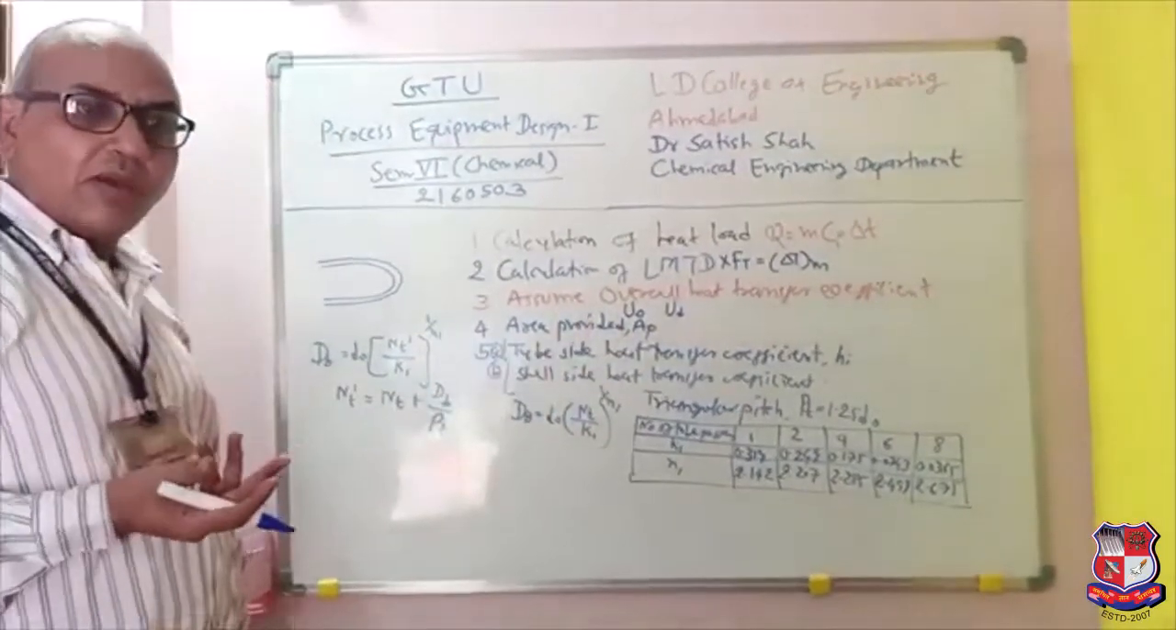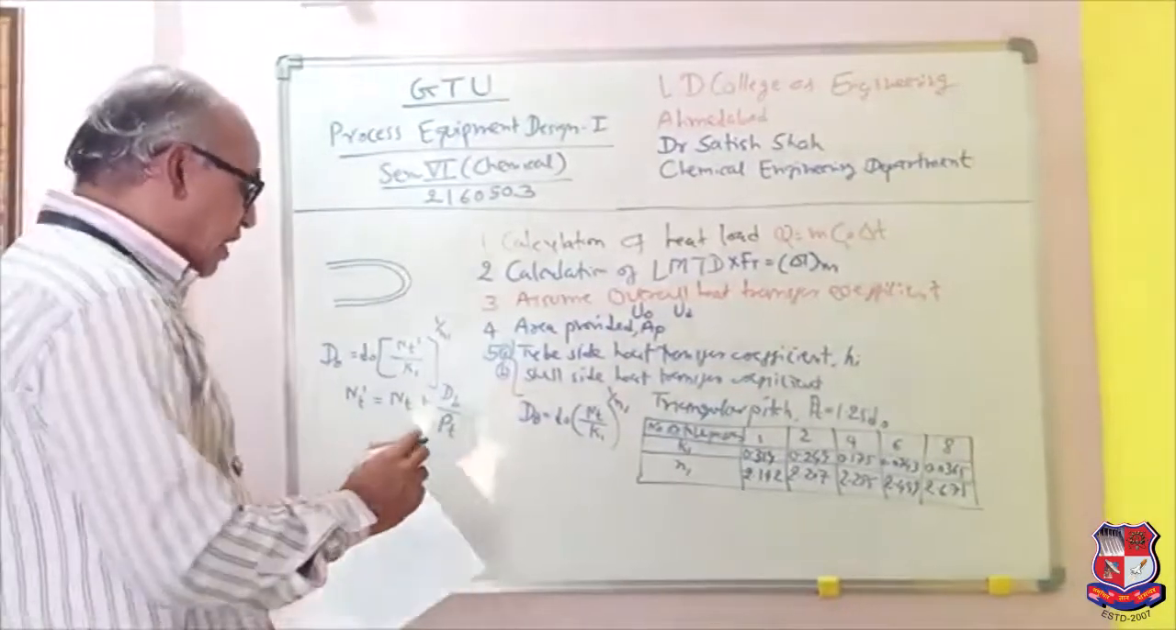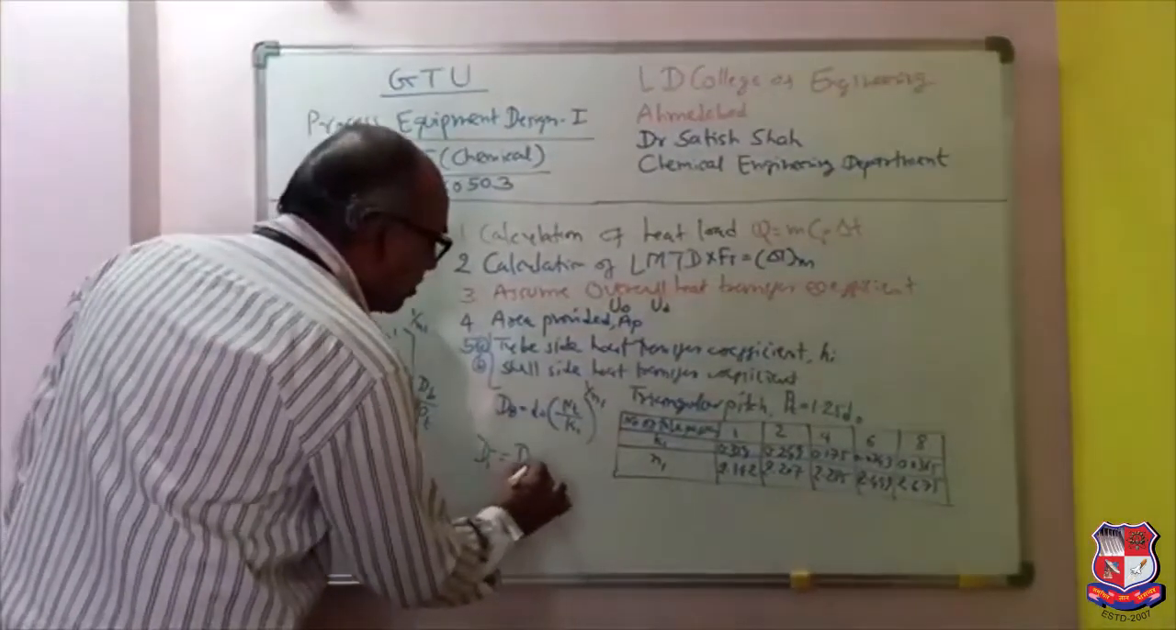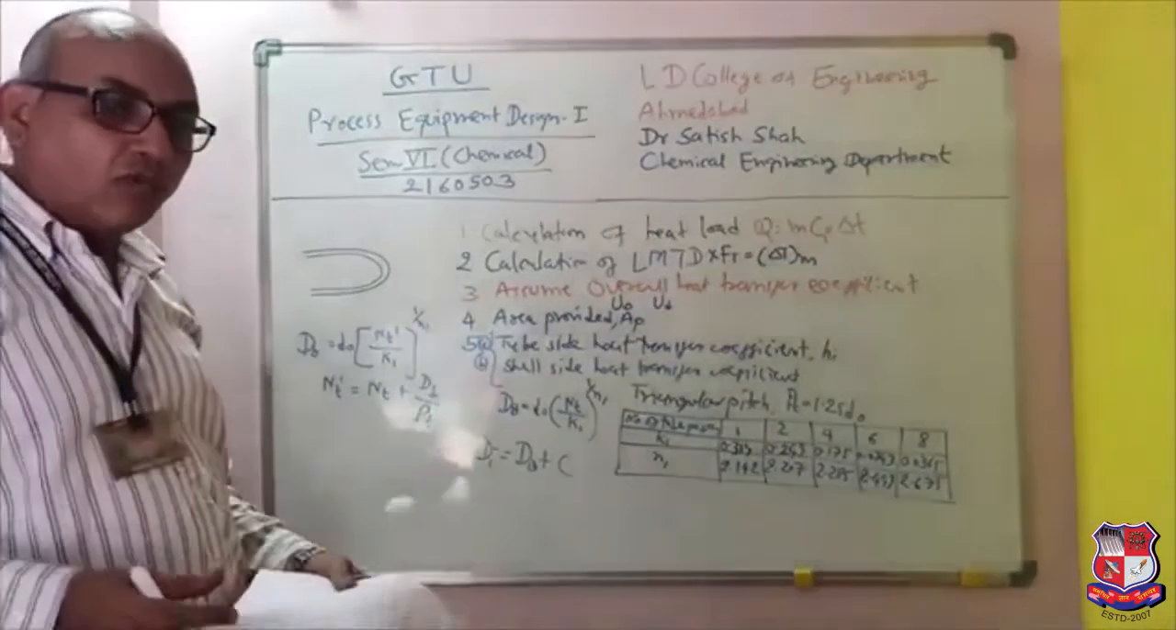So then you will get the bundle diameter. Now once the bundle diameter is known to you, you add the clearance and you will get the shell diameter. So shell diameter is equal to bundle diameter plus clearance. Now how much clearance do we have to take?